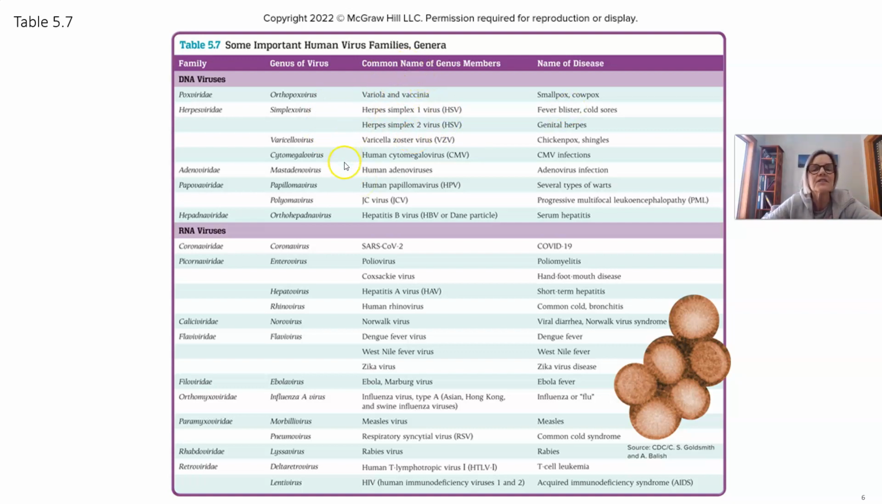But a lot of viruses, or most viruses, will also have a common name. And so here we go. Coronavirus is the genus name, and the common name of that virus was SARS-CoV-2, and that name was developed by the International Committee on the Taxonomy of Viruses. The disease it causes is COVID-19. So you can see a lot of viruses that you might have heard of before here.